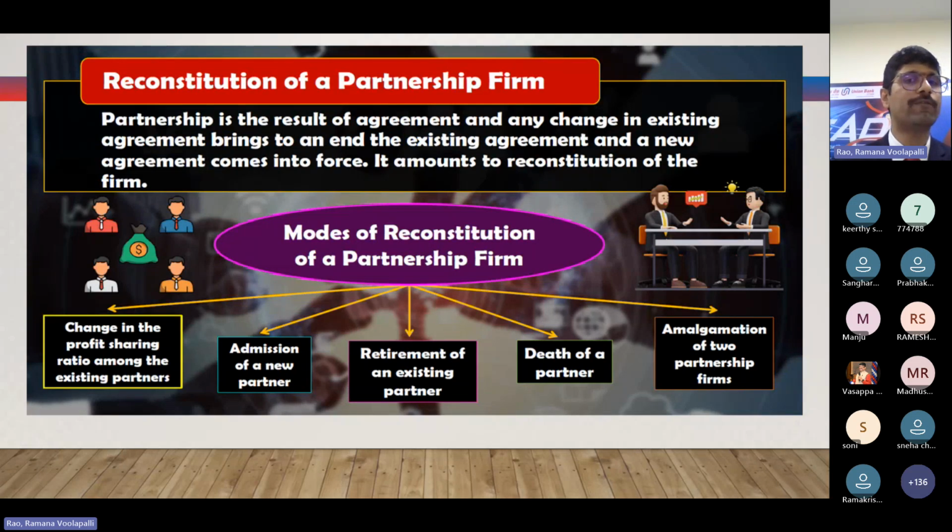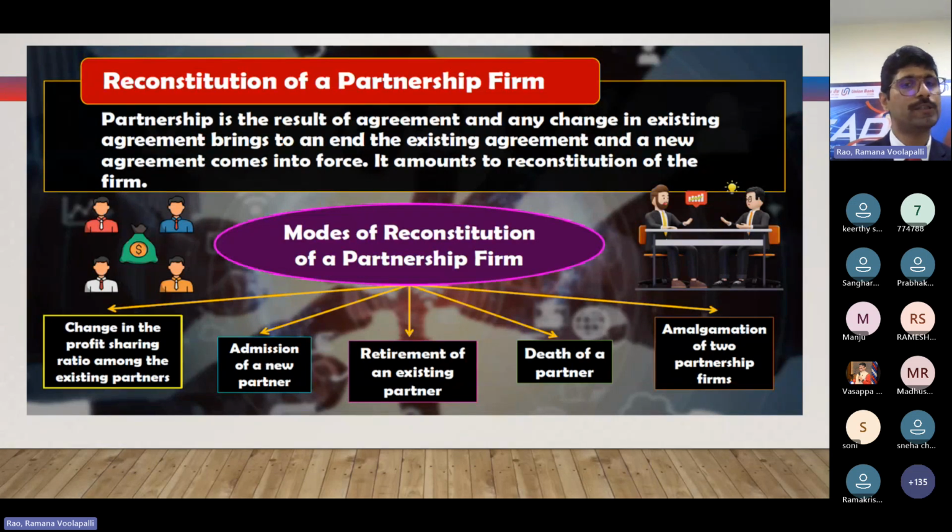A partnership is the result of an agreement. A few people have come and agreed to particular terms and conditions. And any change in the existing agreement, either a change in the profit sharing ratio, or the going or outgoing of one of the partners, death or any other change, brings an end to the existing agreement. A new agreement comes into force. It amounts to reconstitution of the firm.